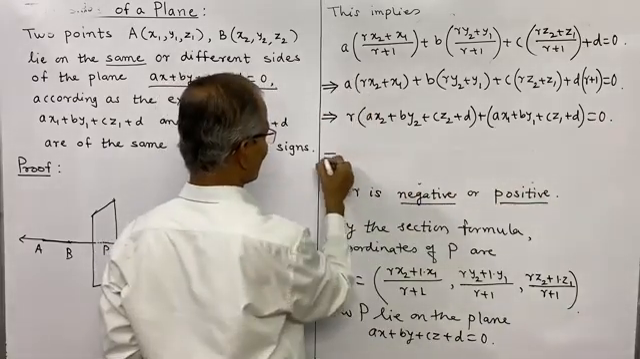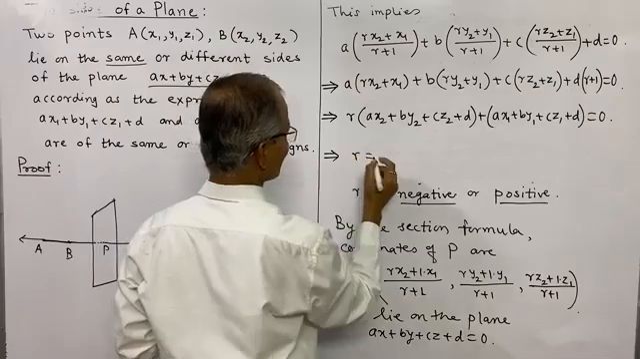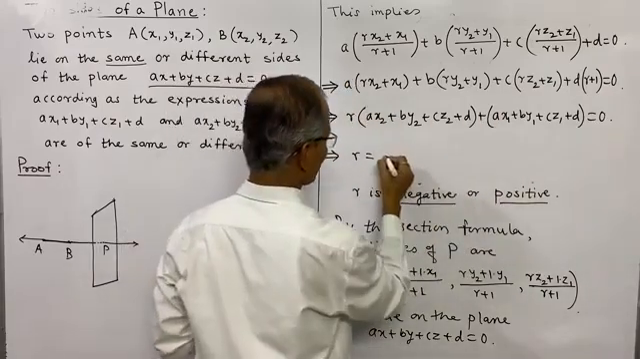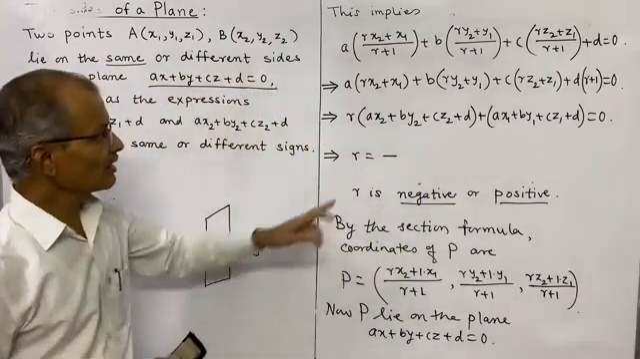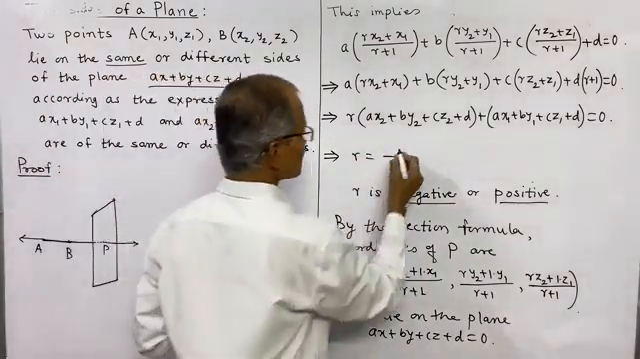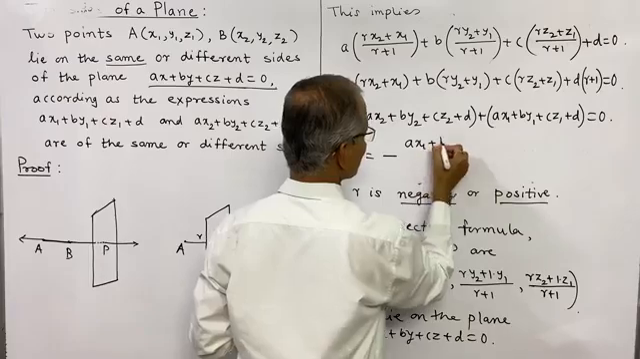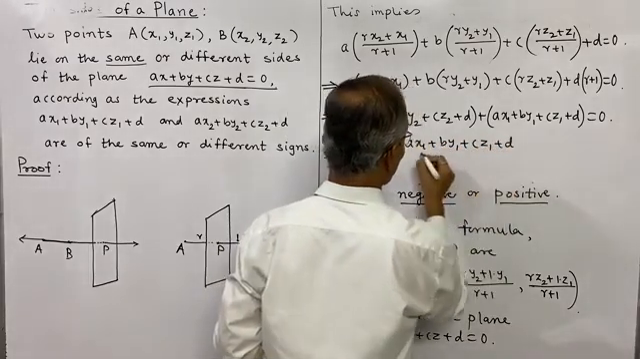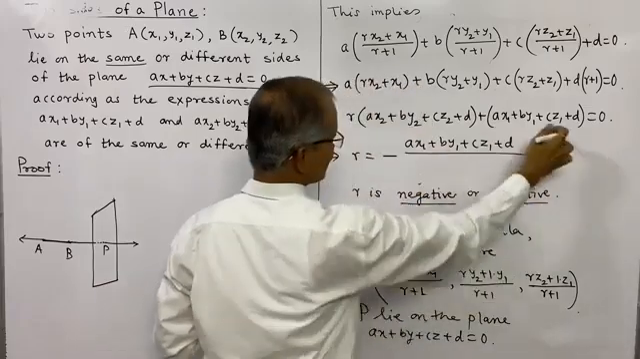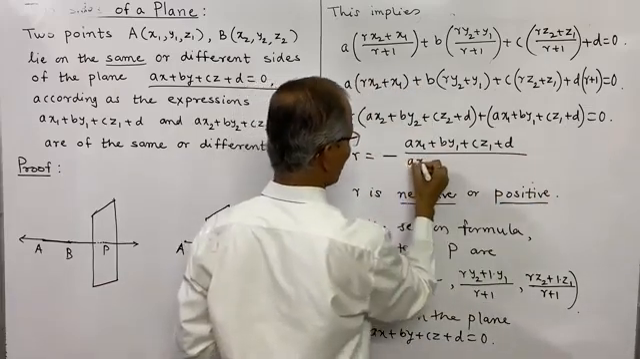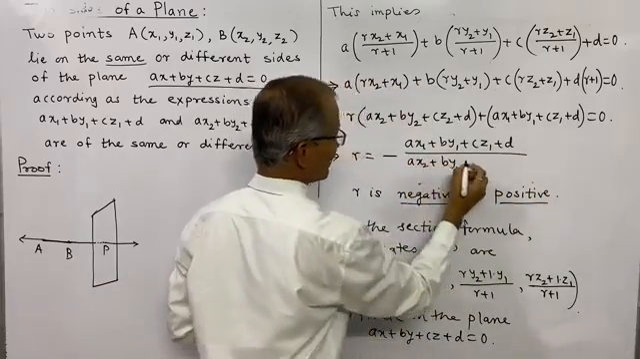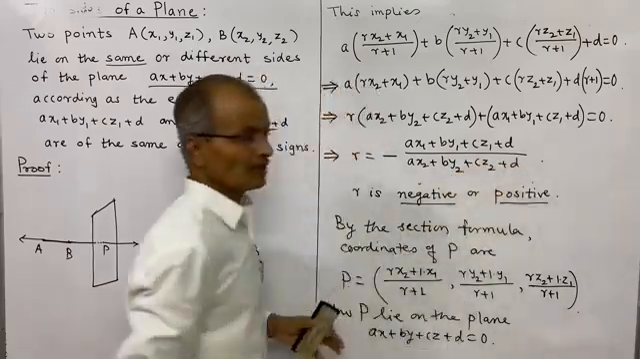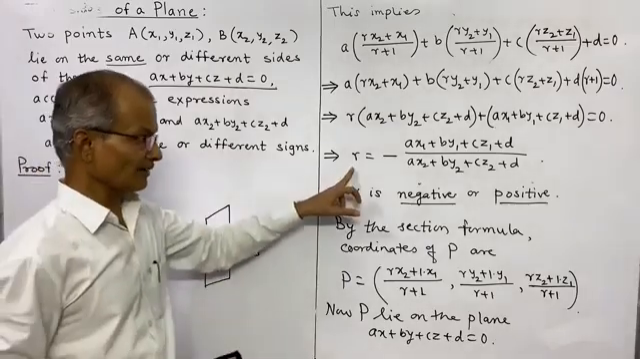So r is equal to... we shift this term to that side and that will be negative. So a negative sign will be there, and then divide by this bracket. So it is (a x1 + b y1 + c z1 + d) divided by (a x2 + b y2 + c z2 + d), as this term is transferred to that side. So this is the expression for r.